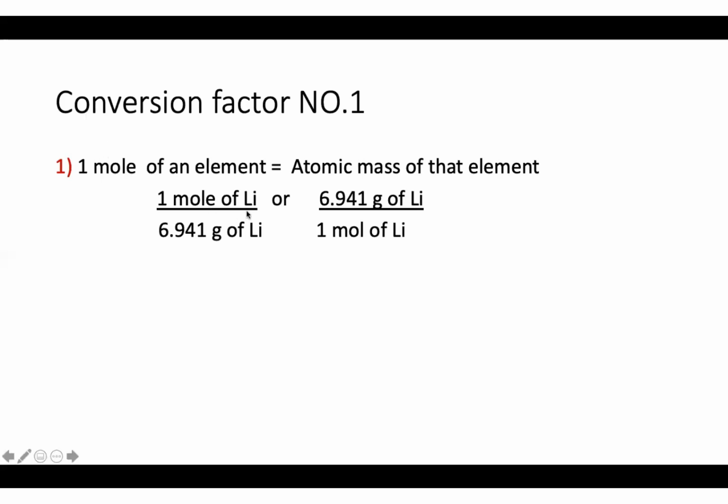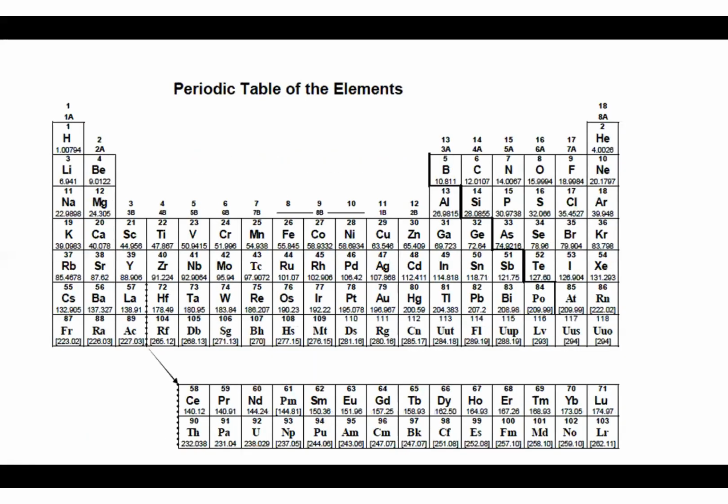I chose Li here. Why did I choose Li? Because I like it. No, I'm just kidding. So let's go to lithium. Lithium here has atomic number 3, and the atomic masses are always at the bottom of the element. So at the bottom, it says I have 6.941 gram in 1 mole of lithium.